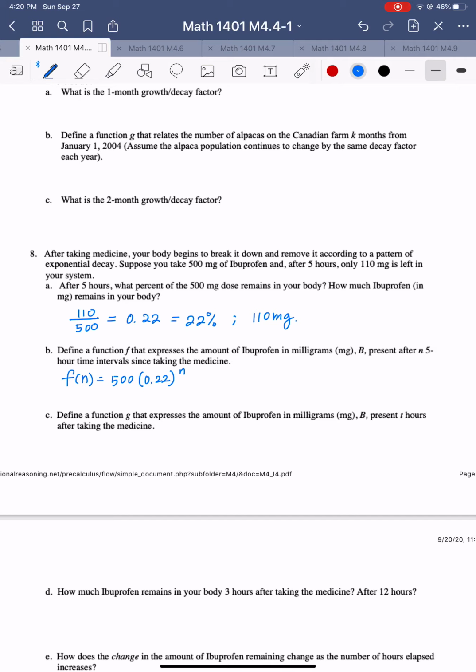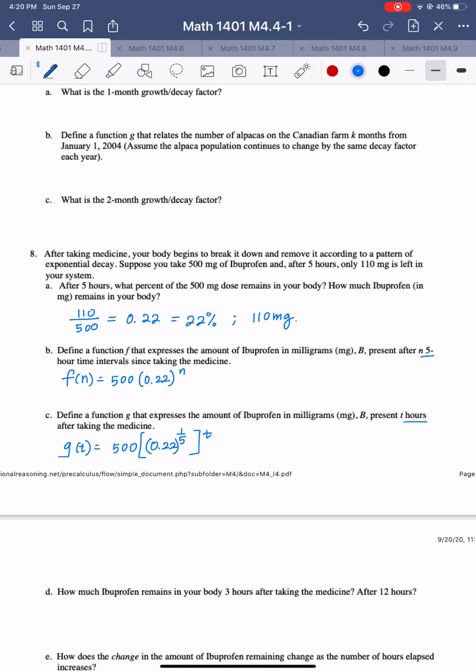Okay, but in C, define the function g to express the amount of ibuprofen in milligrams present t hours after taking the medication, not every 5 hours, but every hour. Okay, so I want to say g of t is 500, still the same, but instead of 0.22 for every 5 hours, I want to change it to every hour, so 1/5 to the tth power here. Okay, and then you can just simplify if you need to.